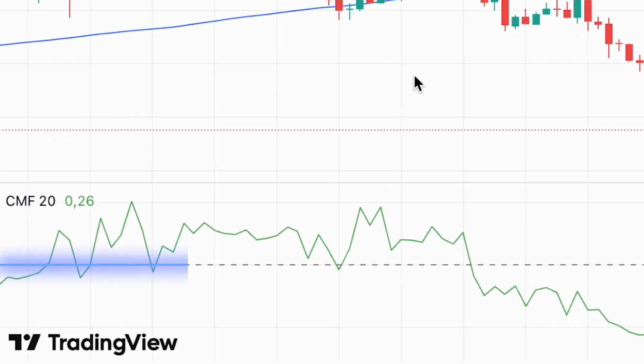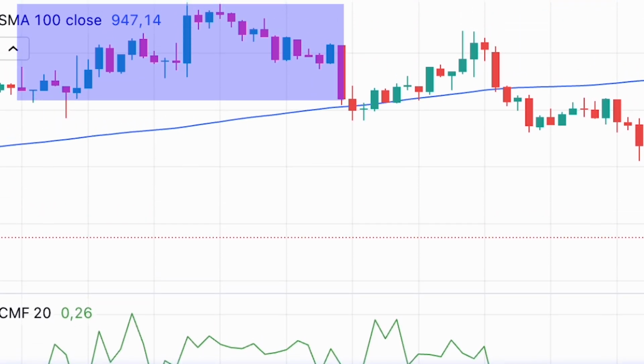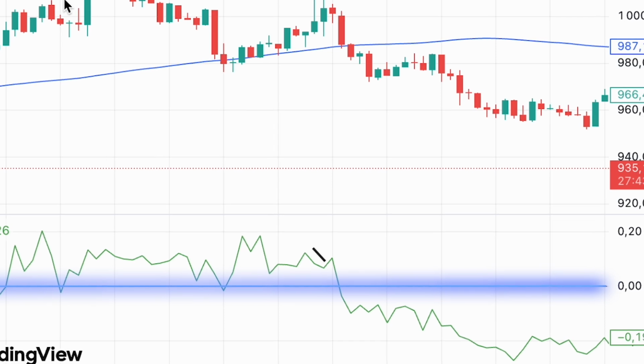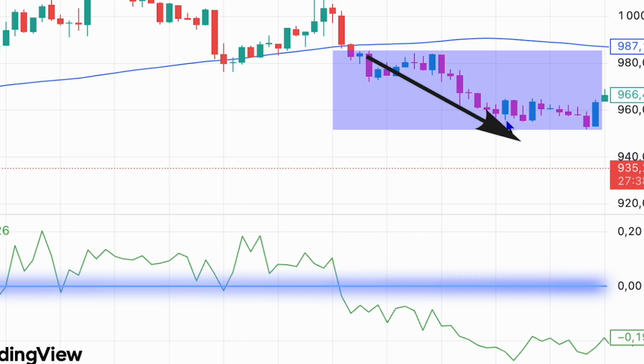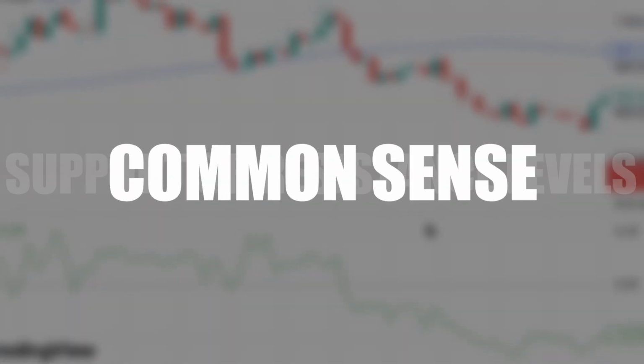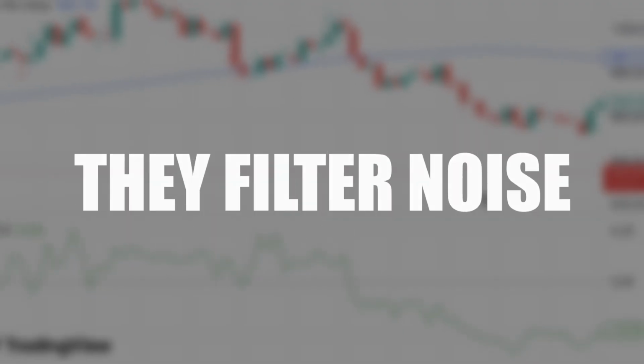If CMF crosses zero from bottom to top, and the price is above the moving average, this creates conditions for buying. If CMF crosses zero from top to bottom, and the price is below the moving average, this creates conditions for selling. But confirmation is crucial. Candlestick structure, support or resistance levels, and common sense. Indicators don't replace analysis, they filter noise.